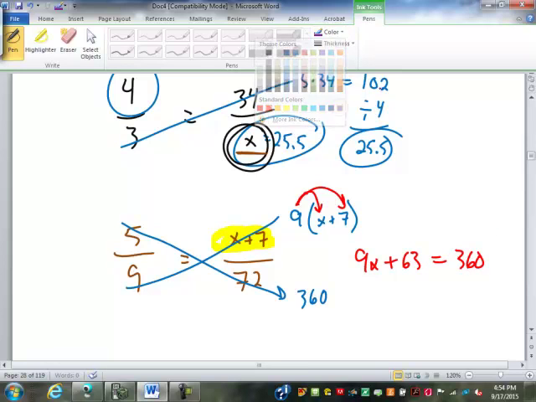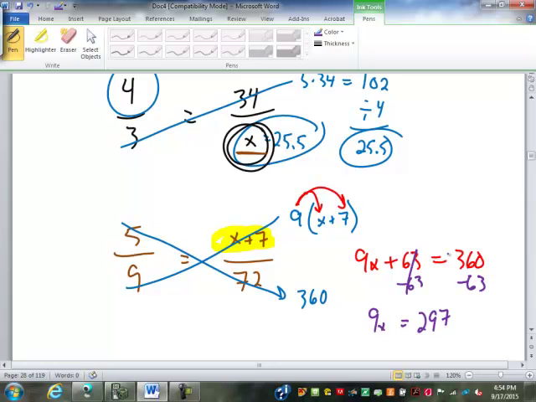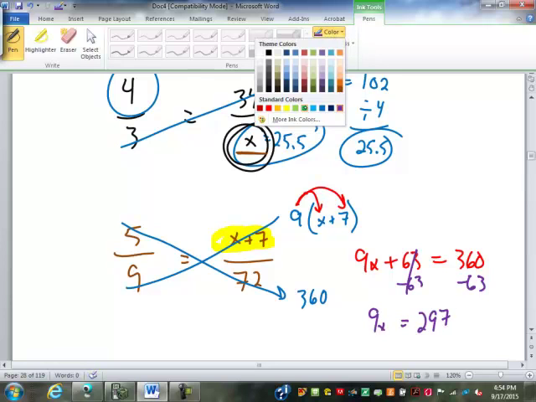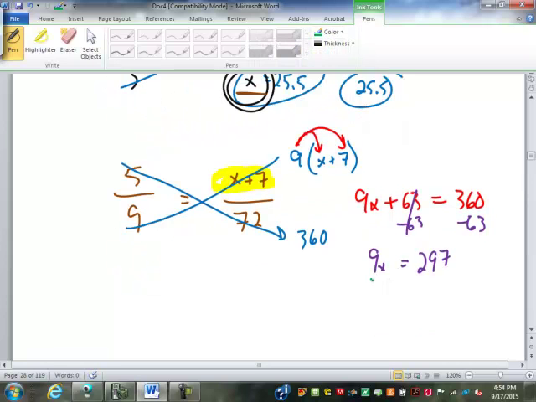From there, what am I going to do? Subtract 63. So I'm left with 9x equals 297. And then divide by 9. X equals 33. Correct? So x is 33. 33 plus 7 will be 40. So 5 over 9 equals 40 over 72.